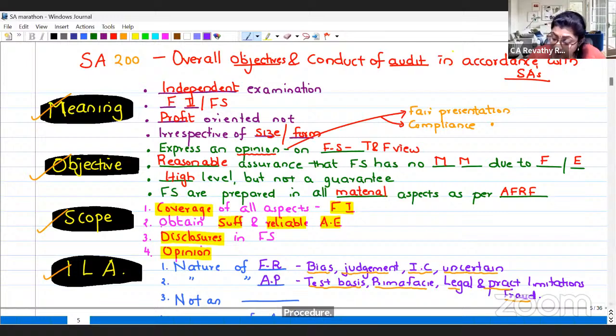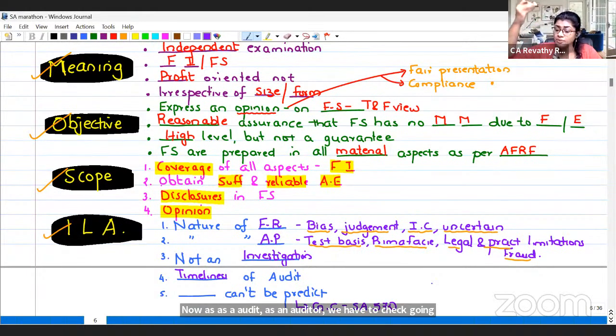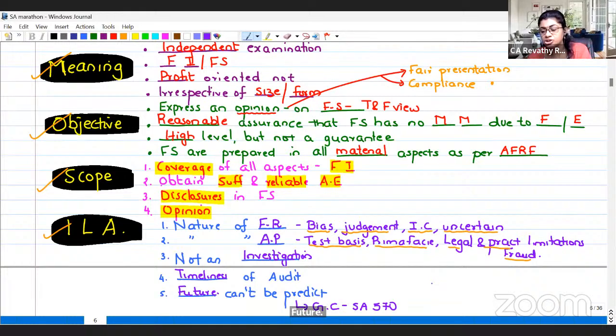Now, audit is not an investigation, we are not the CBI. Audit happens after a gap, so by that time the value of information would have diminished. That is the timeliness of audit. Now, as an auditor, we have to check going concern. We are concerned with future events, but the future cannot be predicted. So with that, we have finished SA 200.